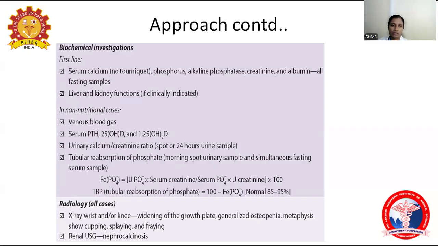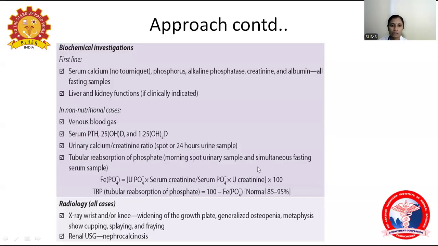When you think of it, this is going to be more of a non-nutritional cause because of the history and physical examination findings. Now, to rule out acidosis, you should do a venous blood gas. And secondary tests are 25-hydroxy vitamin D, 1,25 vitamin D, and PTH. And to rule out all the other phosphate-wasting and hereditary phosphate deficiencies and RTA, you have to do a spot or 24-hour urinary calcium creatinine ratio, and also check for the tubular reabsorption of phosphate.